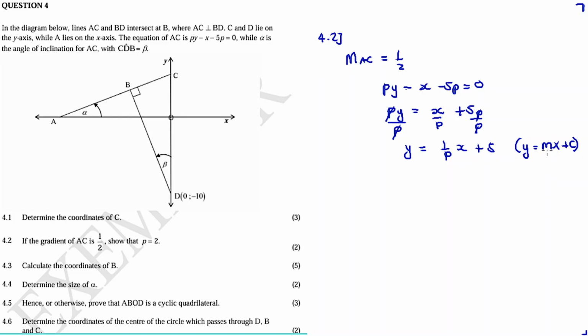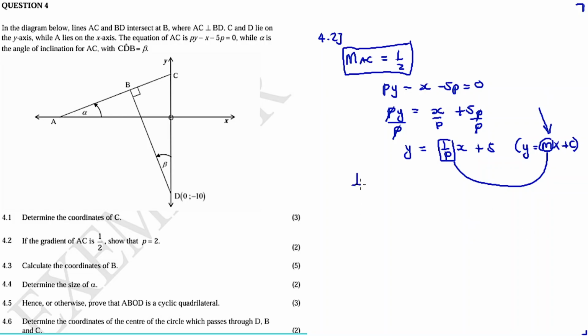I write it like this so that I can compare the gradients. I am told the gradient of AC is actually a half. Having written it in terms of this formula, I can now equate m to the actual gradient, so that I can calculate p, since p is isolated from the rest of the terms in the equation.